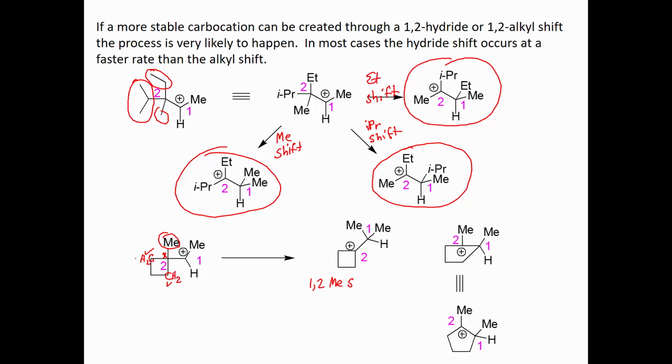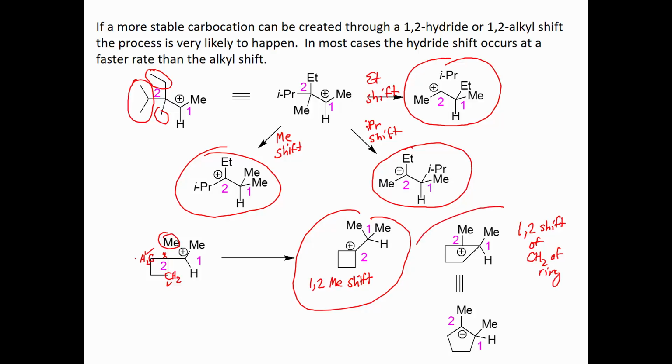we can do a 1-2 methyl shift to produce this compound, or we can do a 1-2 shift of the CH2 of the ring, and we would produce this compound here. Now, if you count the atoms in that ring size, they're actually 5 now, and a better way to draw a 5-membered ring, of course, is as a pentagon, and that's a neater structure right there.